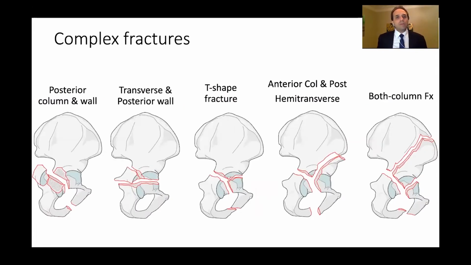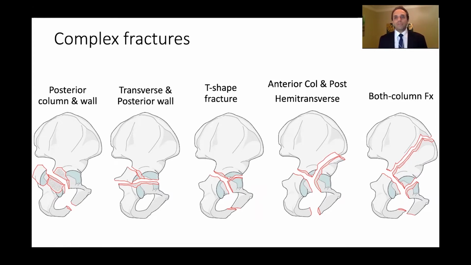Then we come to the complex fractures, which are posterior column with posterior wall, transverse with posterior wall, and T-shaped fracture, which is actually a transverse fracture, but has a limb that goes down and exits somewhere between the pubic bone and the ischium. So it can exit here, here, here, here, or there. Then we have another type, which is the anterior column with posterior hemitransverse, which is actually similar to a T, but with a high anterior column. Finally, the both column fractures.